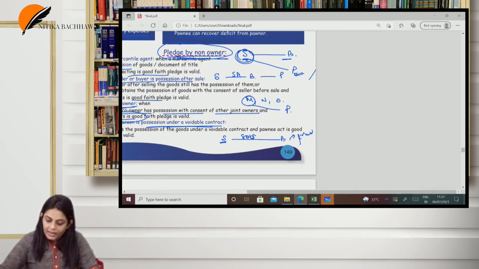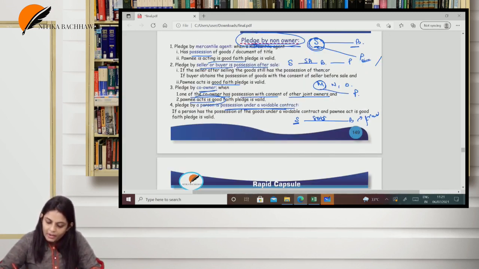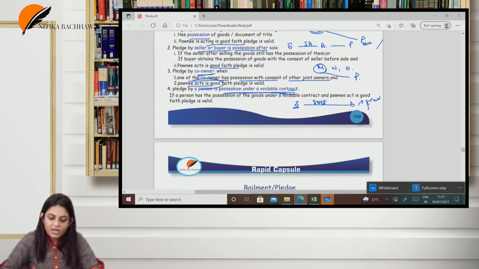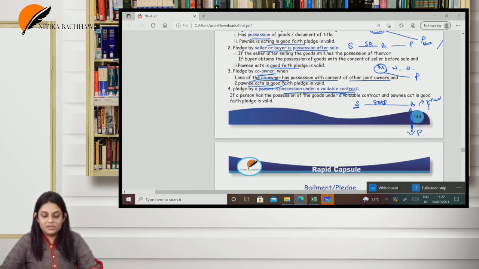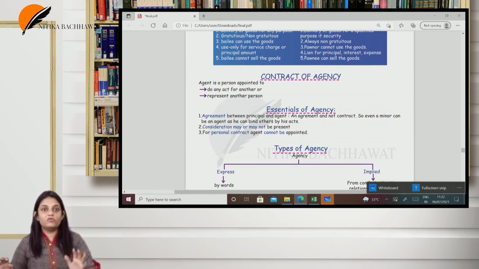Now before S cancels the contract, this part is important because it is possession under a voidable contract. Please understand, this is a revision class, I cannot go slow. Before S cancels the contract, B pledges the goods to P. The pledge is absolutely valid. I hope it's clear to everyone. Can we move to the last one, contract of agency? Yes. So moving on to the last one, contract of agency.